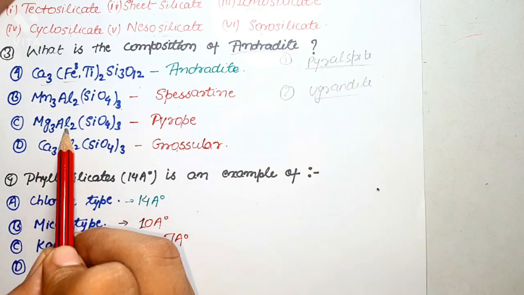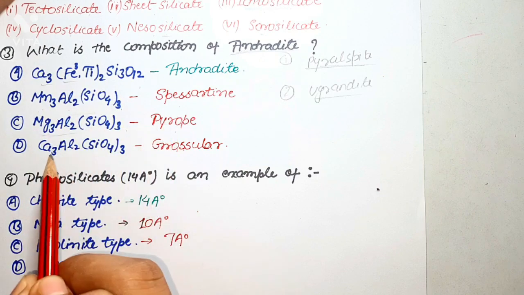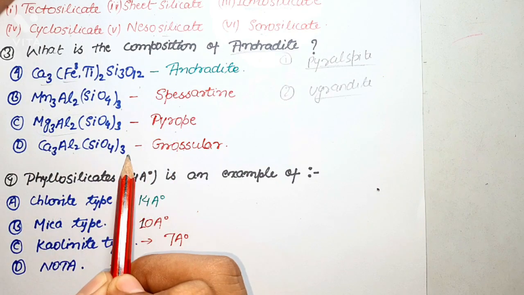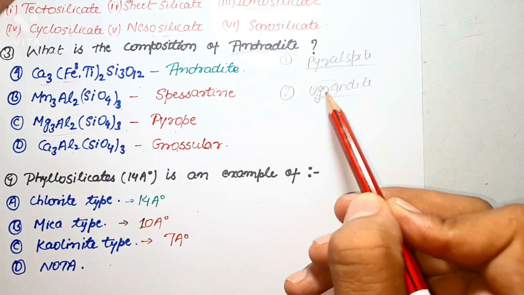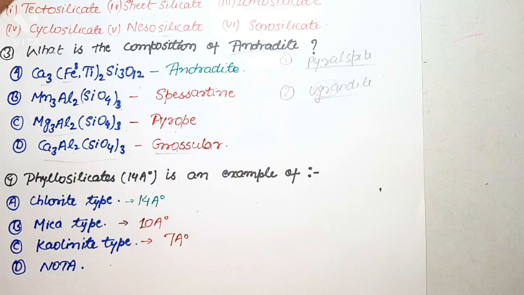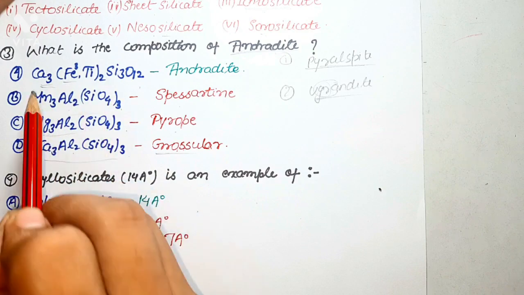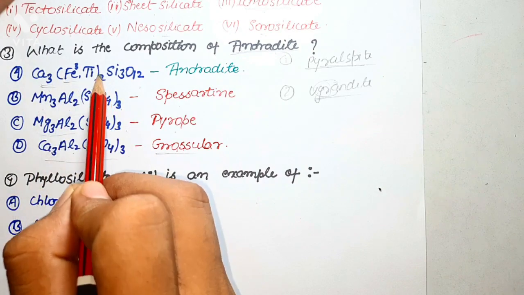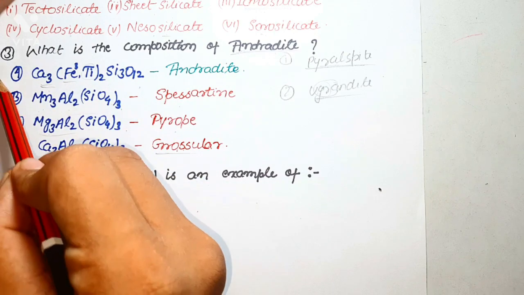Coming to Mg3Al2Si3O12, this is composition of pyrope, and Ca3Al2Si3O12, this also belongs to ugrandite series. This Gr represents grossular, and this composition is of grossular. So as far as andradite is concerned, the composition of andradite is this: Ca3Fe2, some amount of titanium is also present, and Si3O12. So this will be the correct answer.